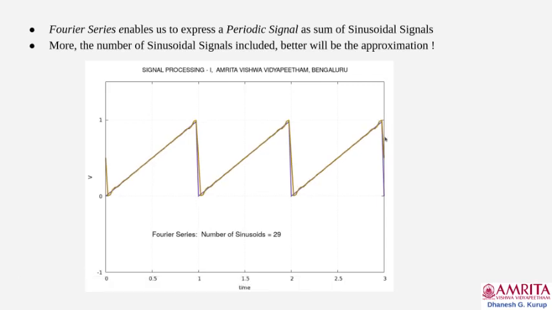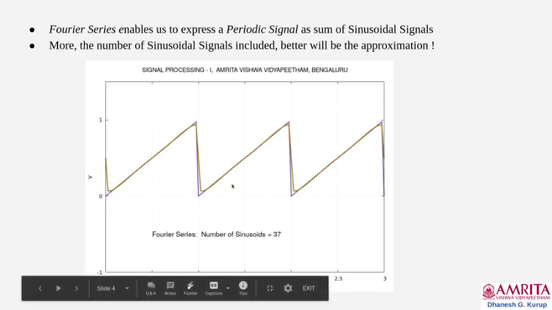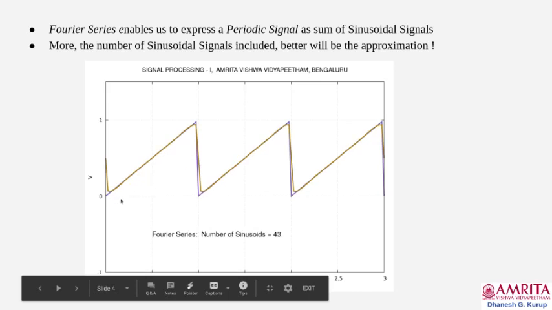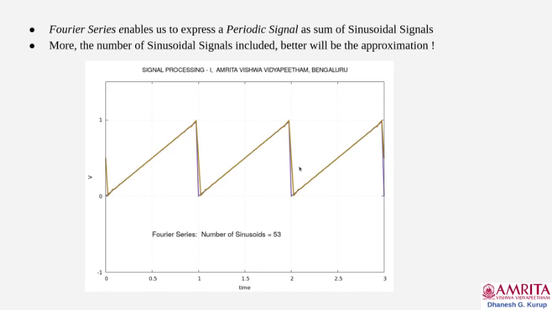So what is the lesson we learned here? We can represent even a sawtooth, which has sharp edges, in terms of sinusoidal signals. So the more components in the series, the better the approximation. Now we see that with 44 or 45 sinusoids, it's almost like a sawtooth. So this is a very interesting contribution to signal processing.